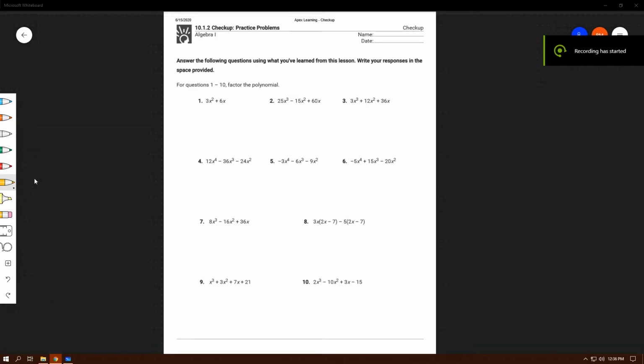Alright, we're going to be working on 10.1.3 GCF and factoring by grouping. What we're going to be looking for at the beginning of all these problems, and every problem moving forward in this factoring section, is: is there something that we can take out? So I'm going to go ahead and look at question one.